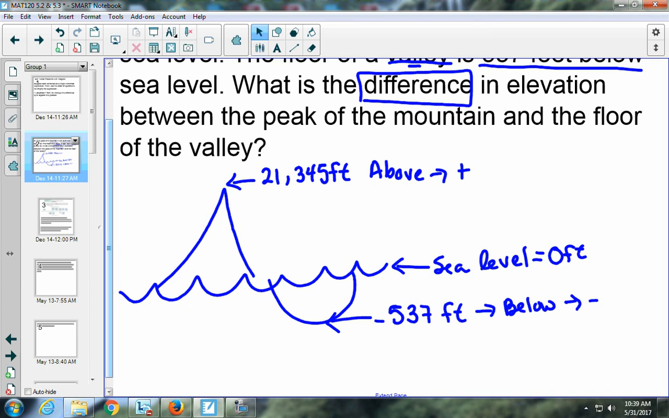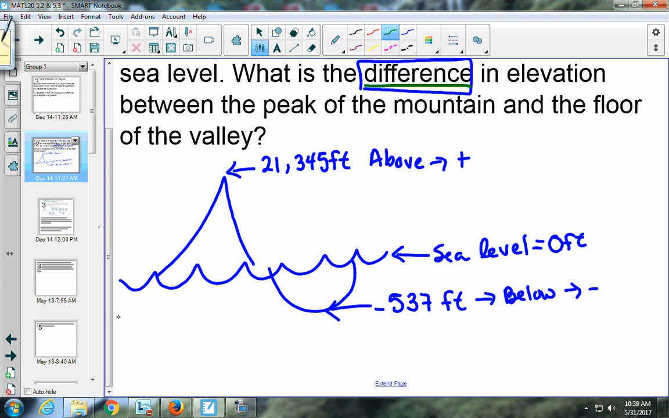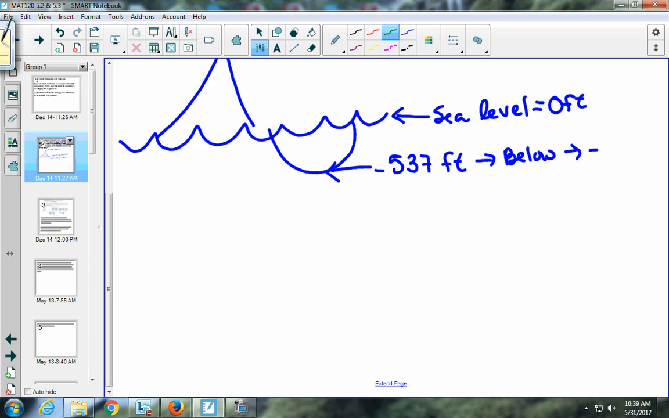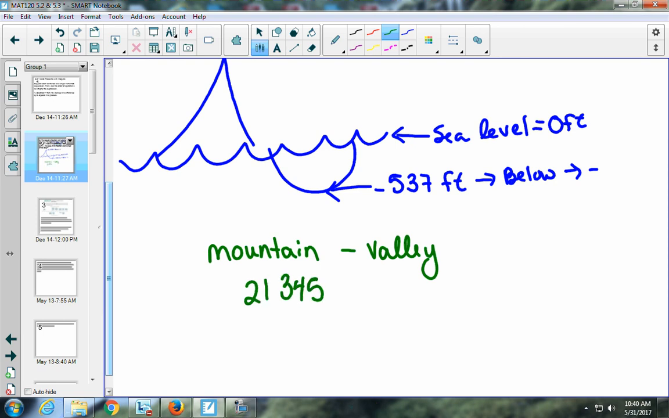So if we look back at what the question asked us, they asked for the difference, or that subtraction keyword, between the peak of the mountain and the floor of the valley. So difference does not tell us to switch the order around. So we would do whatever the mountain is minus that valley. So in this case, we'll have our 21,345 feet for the mountain minus that valley, the negative 537 feet.